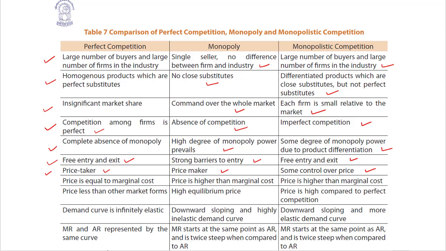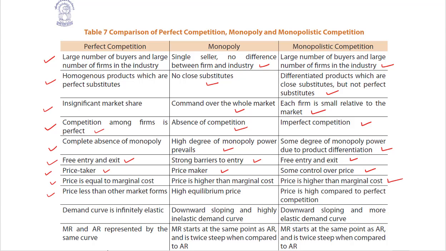In perfect competition, price is equal to the marginal cost, AR equal to MR. In monopoly, price is higher than the marginal cost, and price is higher than marginal cost in the case of monopolistic competition. So in perfect competition, price is equal to marginal cost, so AR equal to MC.